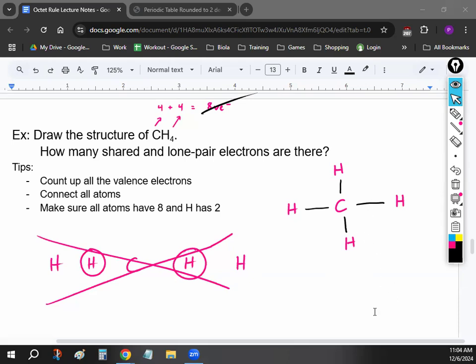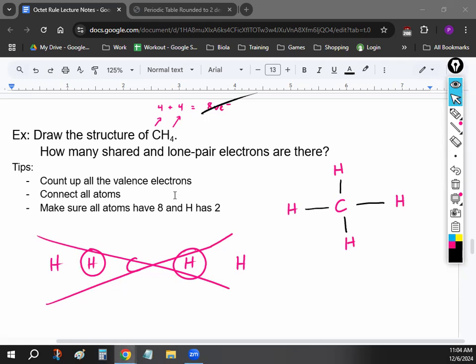Okay, so just keep that in mind. H can only make one connection, so it can only connect to one other element. That's why this structure doesn't work right here. Okay, you don't need to put them straight in a line. You can put them up, down, left, right, diagonal.